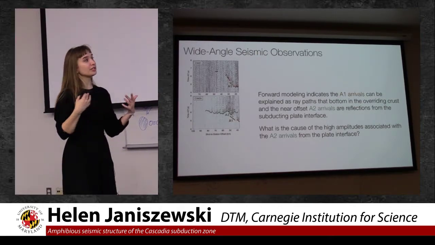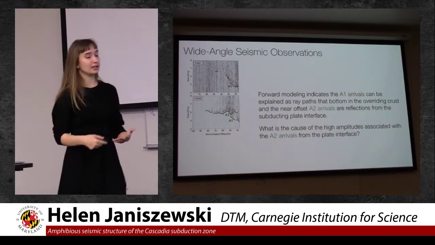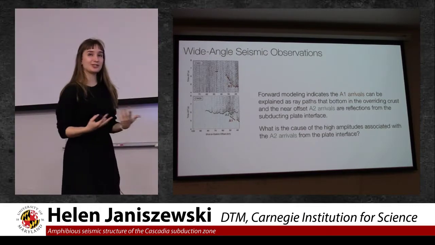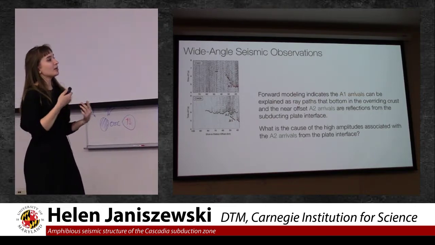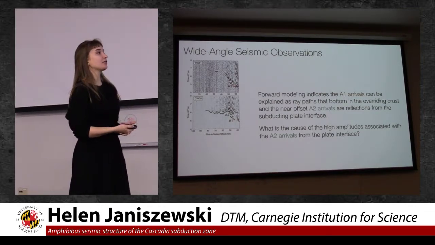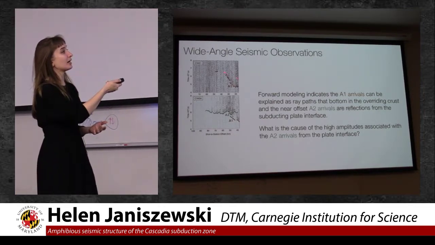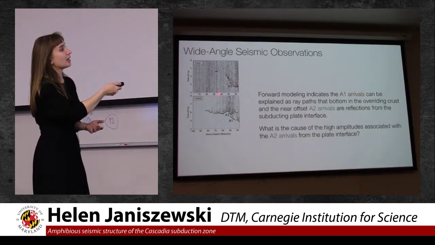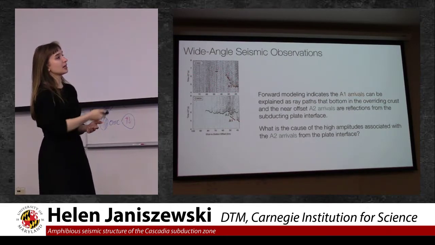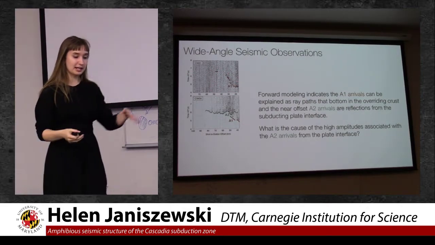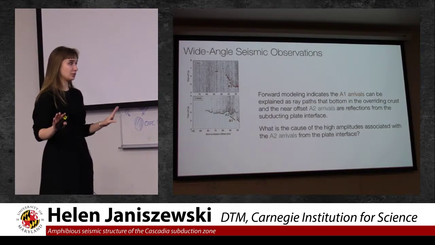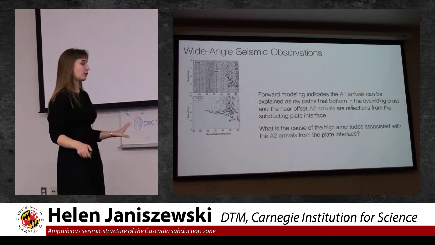I'm not going to show you the details of all of this for the sake of time, so you'll just have to believe me, and if you have questions, you can come ask me later. But through a series of forward modeling tests, we can figure out that these arrivals labeled A1 in brown, which move at about 5 kilometers per second, are ray paths that are within the overriding crust. They don't interact with the subducting plate in any way.